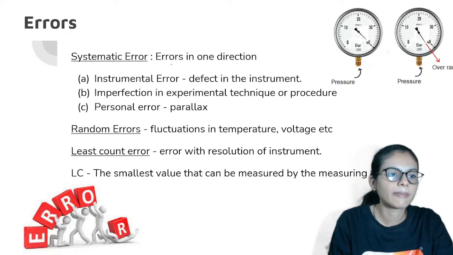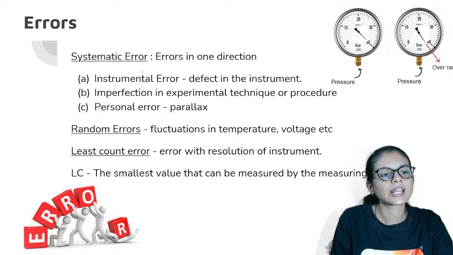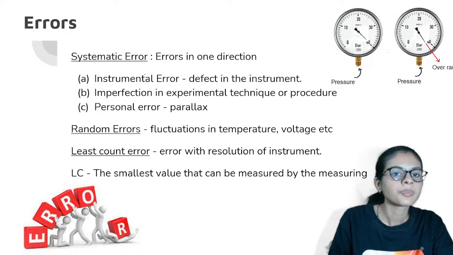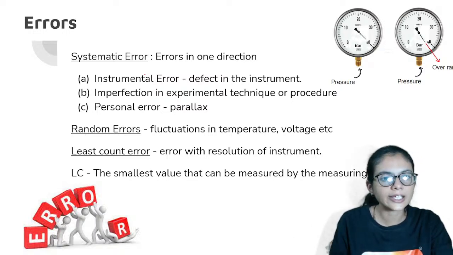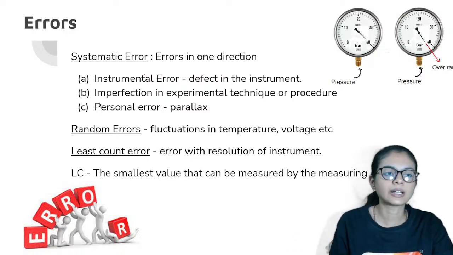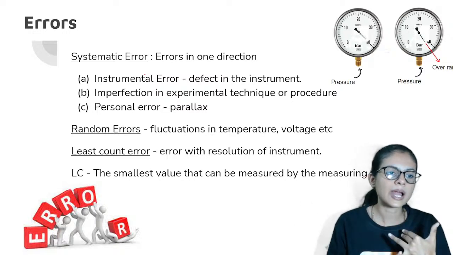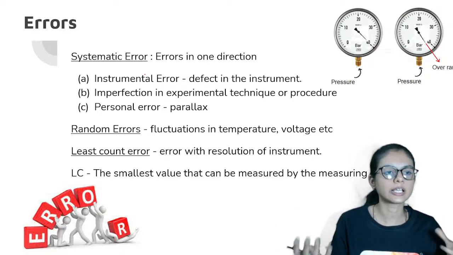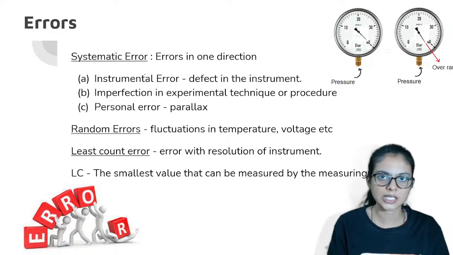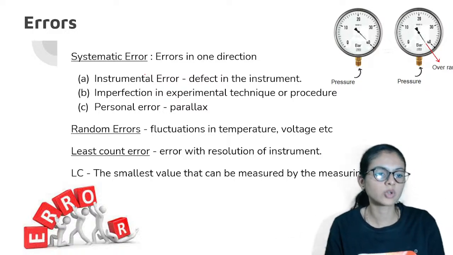Systematic error is nothing but error in one direction. One direction is nothing but by one cause. In systematic error, we come across three types of errors: instrumental error, imperfection in experimental technique, or personal error. Let me clear what this is. Systematic error may happen generally by wrong instruments, a wrong method of finding the answer, or maybe personal error. It's our error in seeing things right. So let me explain it in more detail.